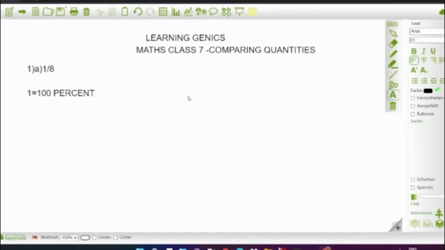Today we're going to be doing maths. Kind of boring, but actually it ain't. Once you do know how to do all the questions, you'll really enjoy it. We're going to be doing class 7 NCERT questions for comparing quantities, Exercise 8.2. So let's get right into it.